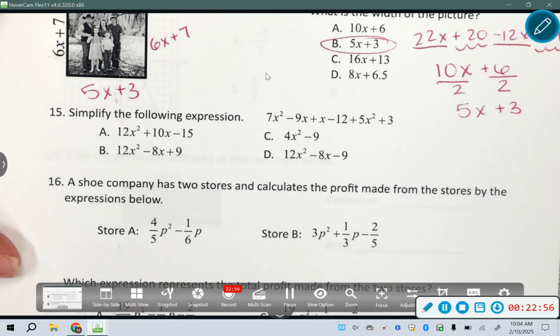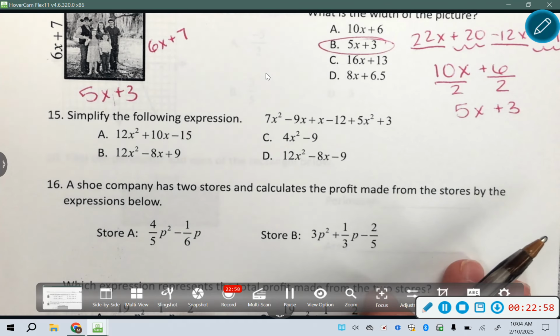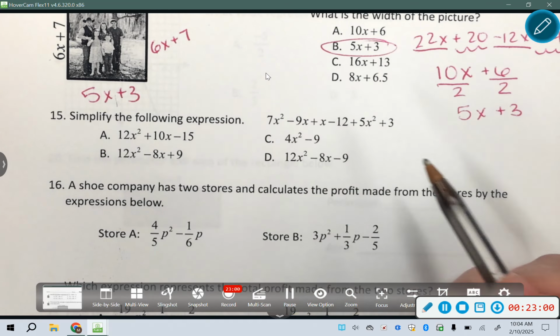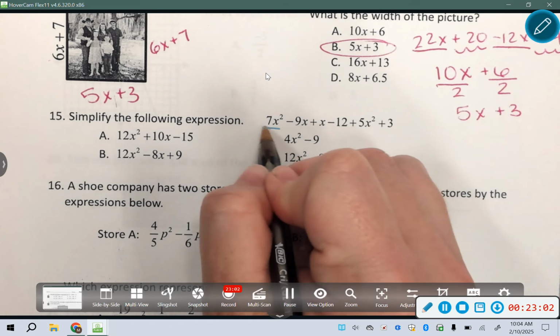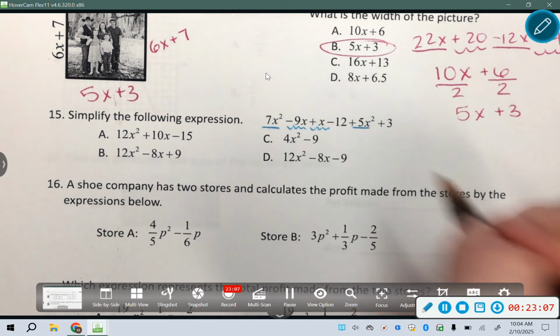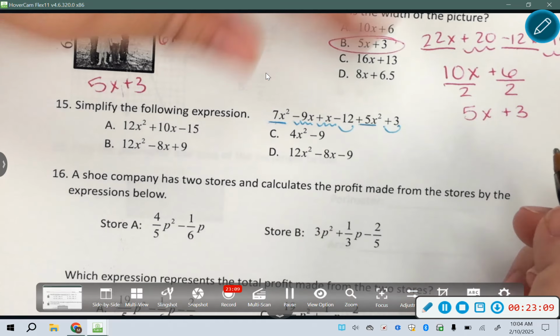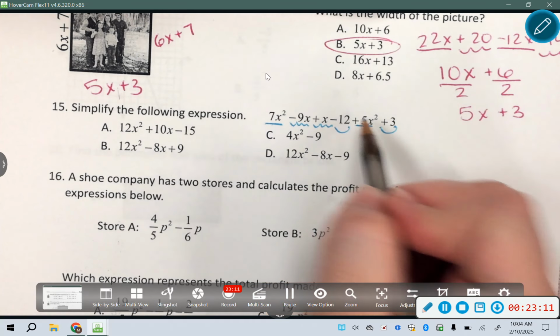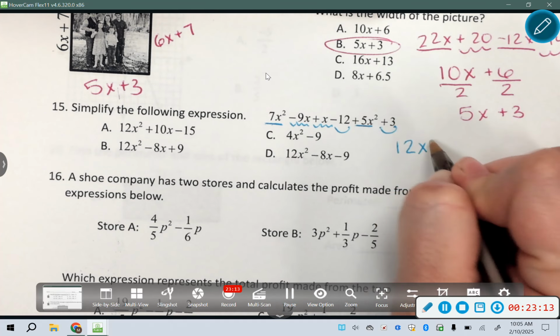Okay, if we look at number 15, 15 says simplify the following expression. I have no parentheses, so we're just combining my terms. I have 7x squared, 5x squared, here's an x, here's an x, and then a constant and a constant. So we're going to start with our x squareds. 7 plus 5 is 12x squared.